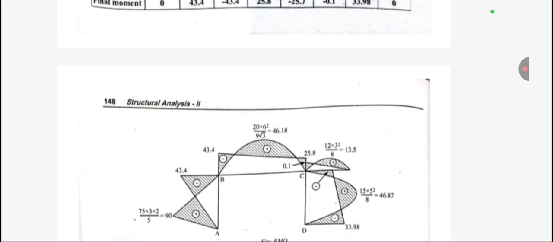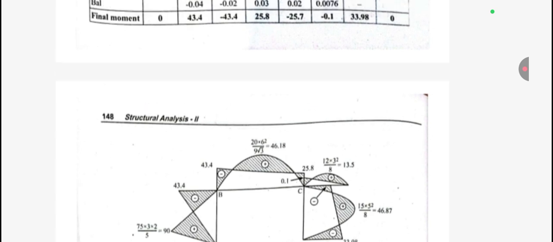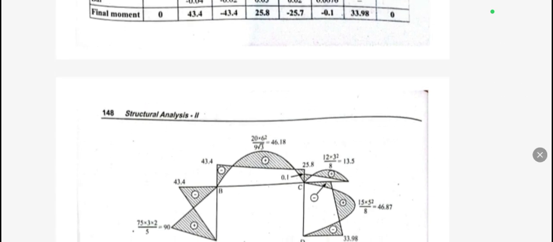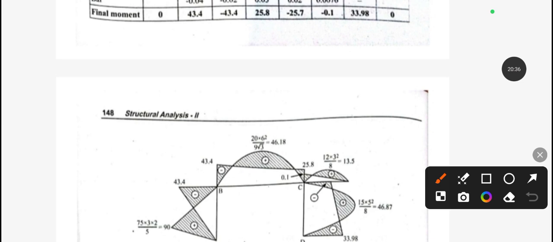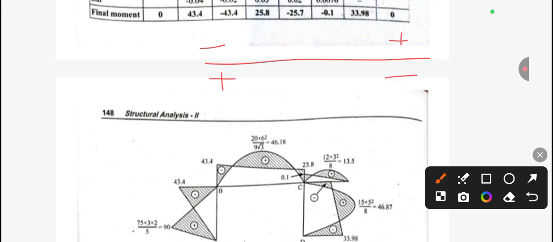Now we need to put all these values and make the bending moment diagram. So for the bending moment diagram, we need to follow the simple sign convention: minus plus plus minus. For left to right, if we have a negative value, then we have to put it above the beam. That is, the negative value is taken above the beam. And if we are looking from right to left, then we need to take the positive value above the beam.